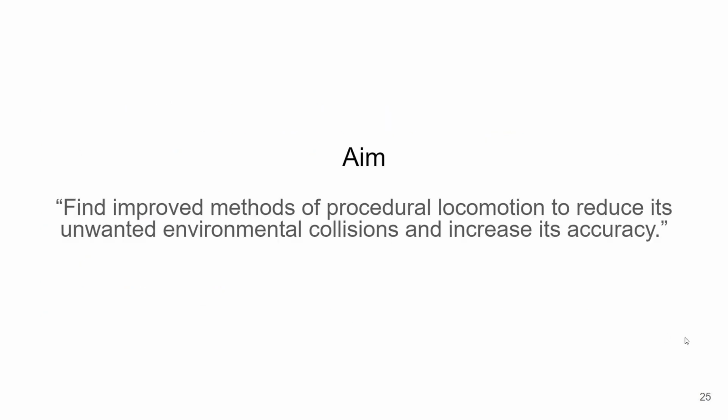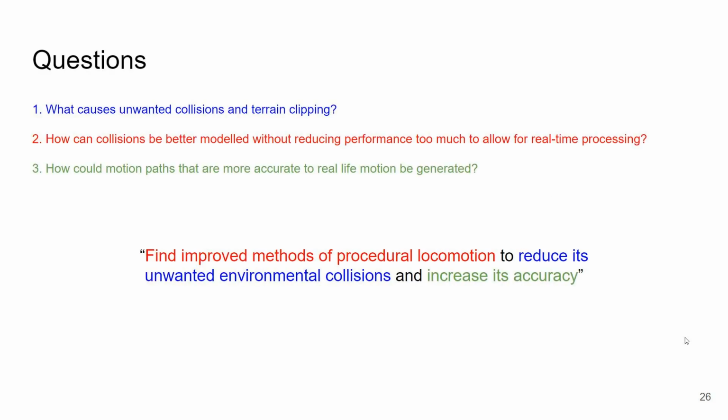The main aim of our project proposal is to find improved methods of procedural locomotion to reduce its unwanted environmental collisions and increase its accuracy. The aim can be split up into 3 questions. 1. What causes unwanted collisions and terrain clipping? Maybe there's a fault within the code, or possibly the parameters could be tweaked in order to fix this.